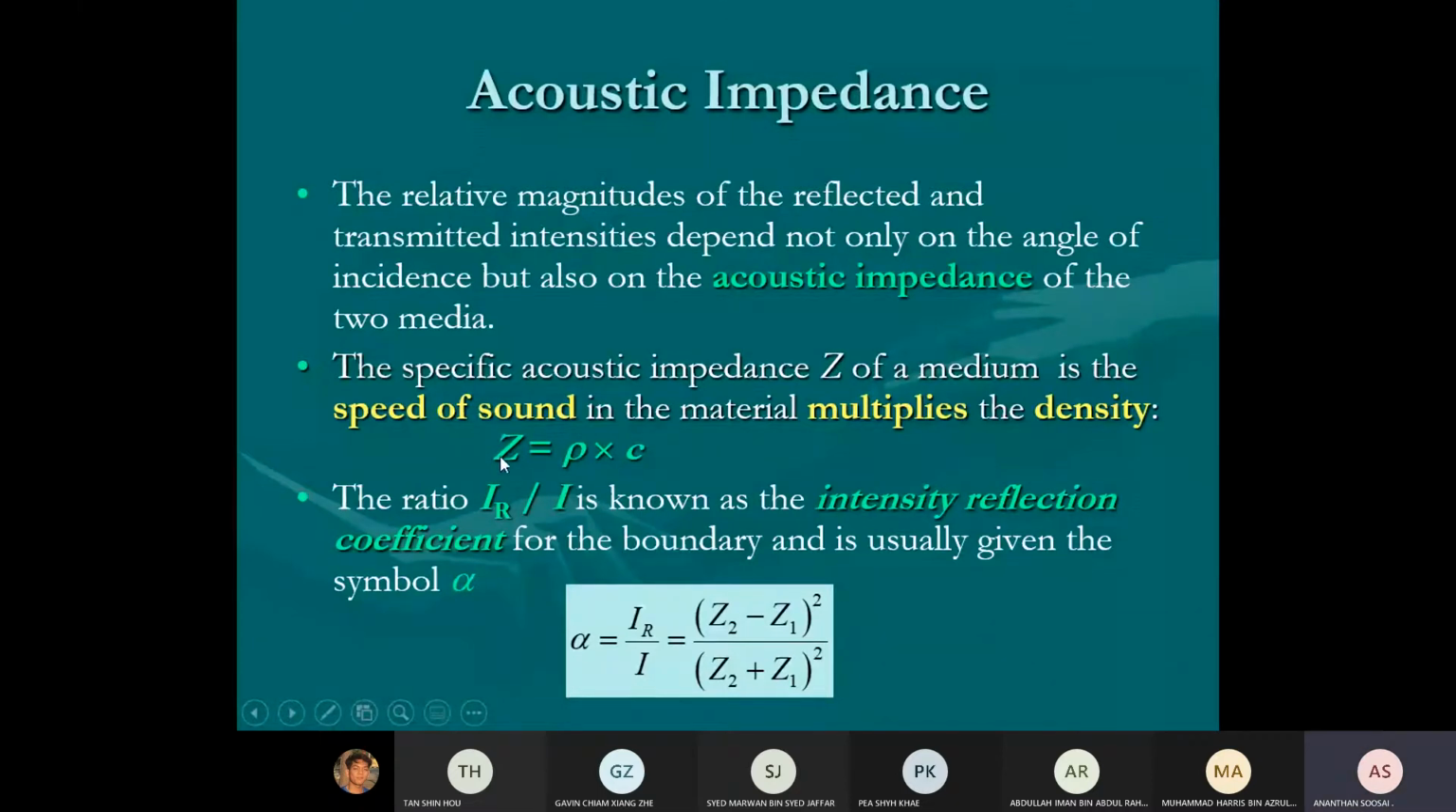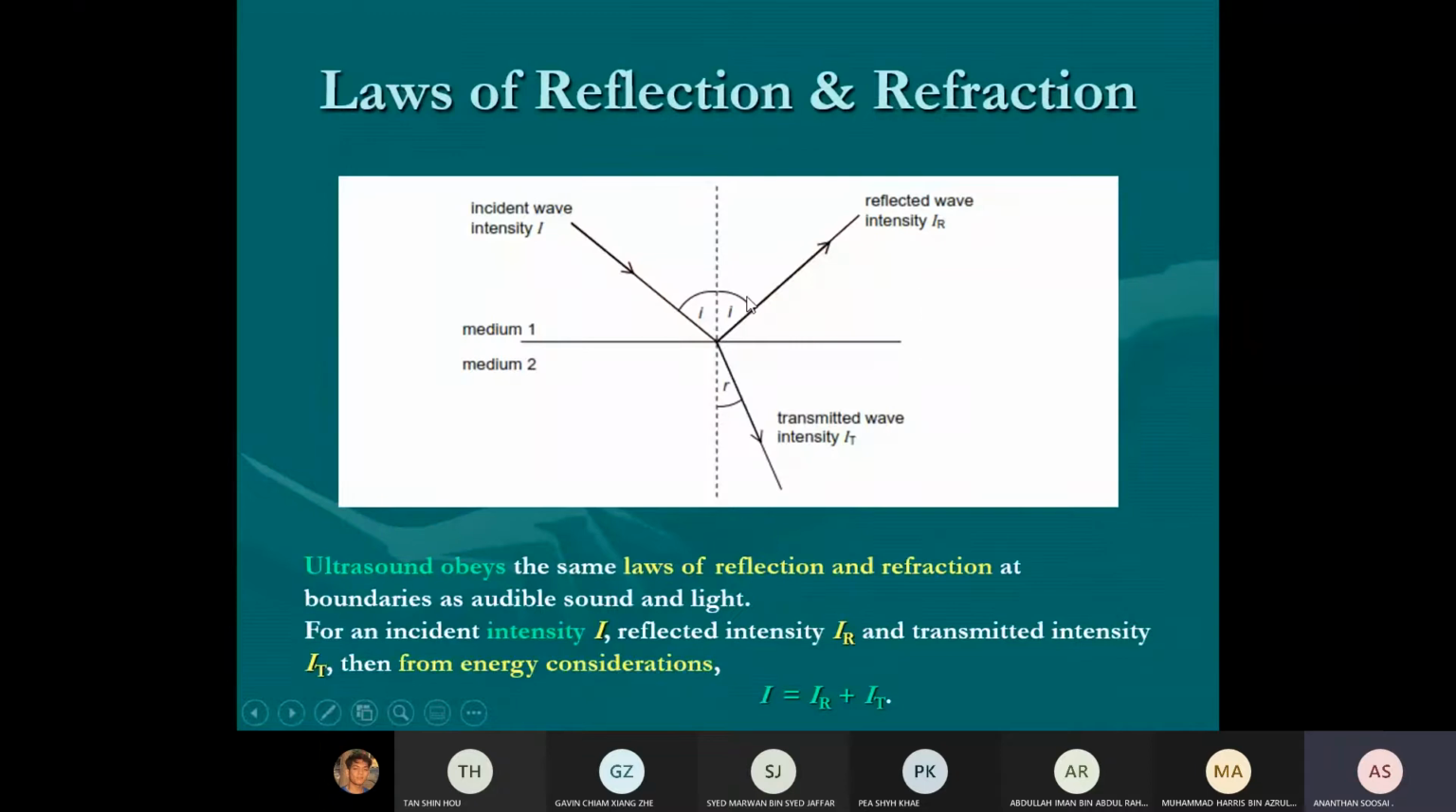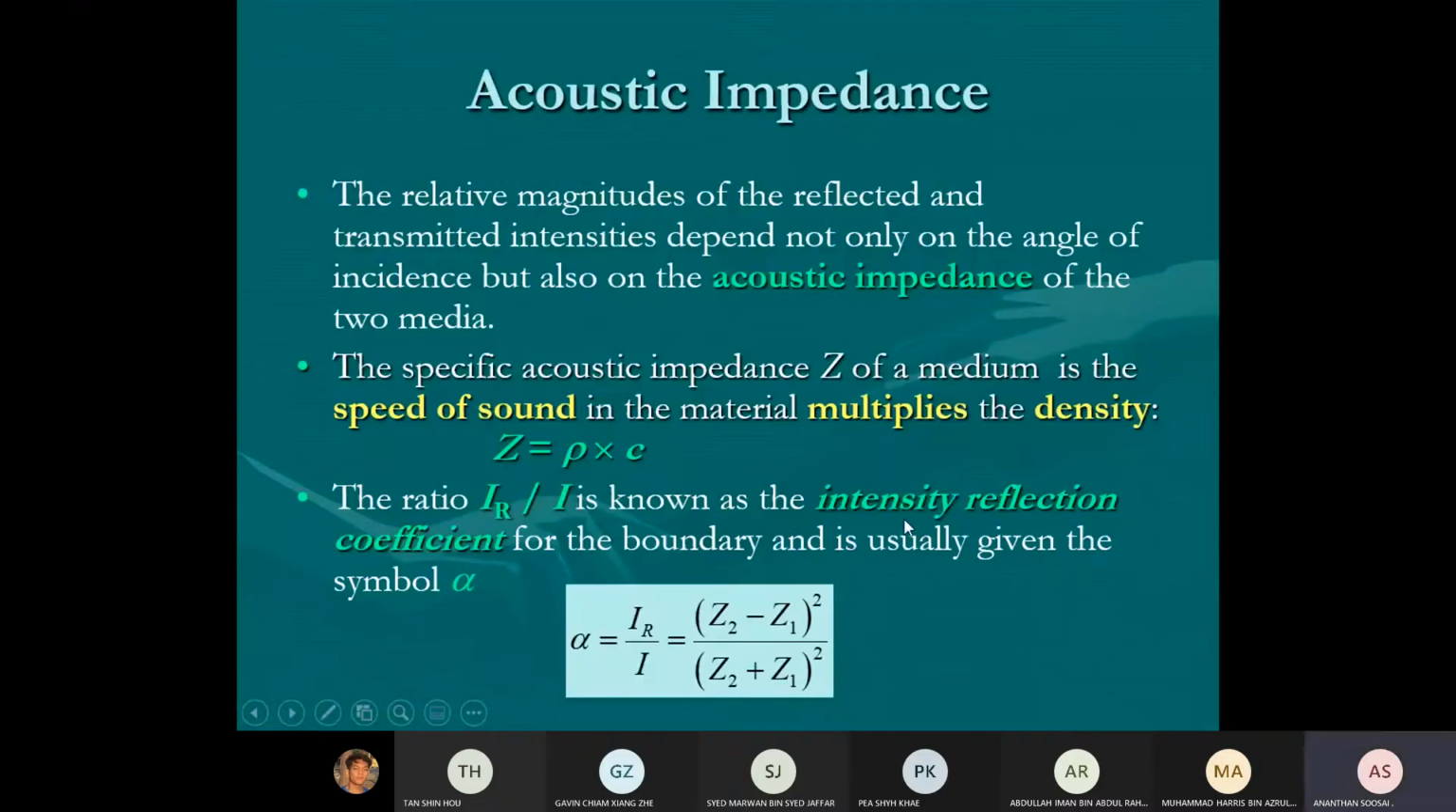What is so important about acoustic impedance? Next time they'll ask what is meant by acoustic impedance. What is the acoustic impedance of a medium? It's the speed of sound multiplied by the density of that medium. Why is acoustic impedance very important? Acoustic impedance determines how much intensity will be reflected. The ratio IR over I, where IR is the intensity reflected and I is the original intensity, is called the intensity reflection coefficient. IR over I is called what? The intensity reflection coefficient.